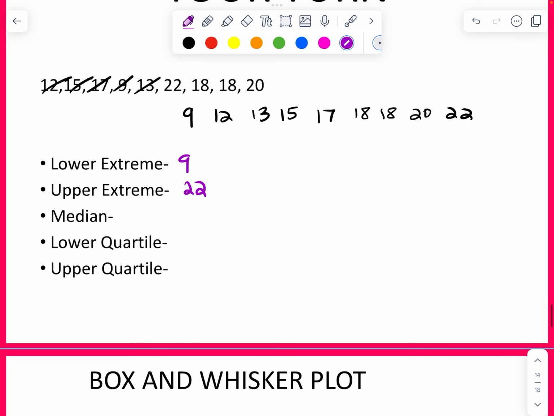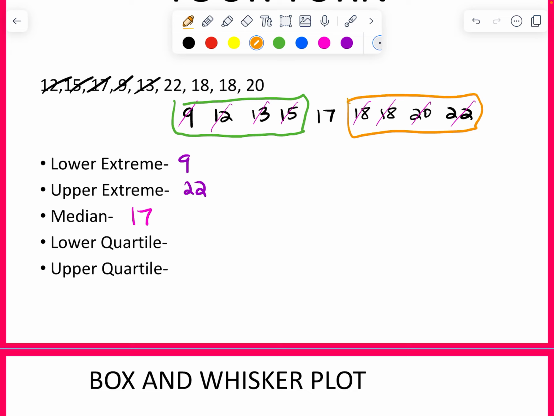Let's see. I got to kind of know what these numbers are to know what my spread is. But I got to go 9 to 22. Median. 17 is my median. All right, so when I have 17 as my median, we do not include it in the upper extreme and the lower extreme. So when I'm finding my quartiles, I need to find the median of the green and the median of this mess, okay? So it's going to be slightly different. You do not include the 17 when doing this.